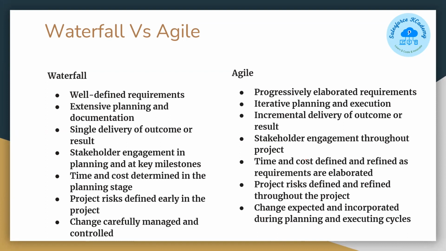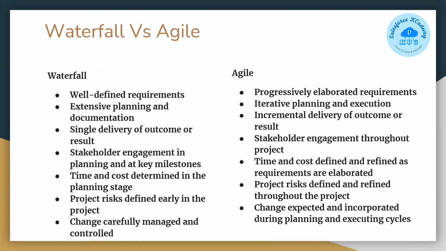Okay. So stakeholder engagement, stakeholder instance, client. In terms of what we see now in software projects, we just say client engagement in planning and at key milestones only, important milestones, and in the main planning only the stakeholder is involved. When it comes to Agile, the stakeholder is involved throughout the project. Time and cost determined in the planning stage. As I told, it is fixed.